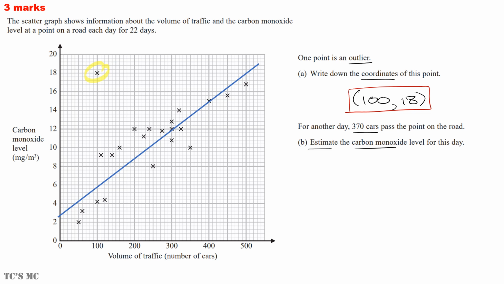Now we need to find 370 on the x-axis, and that is over here. Draw a line upwards until you reach the line of best fit, and then go across to read the carbon monoxide level, and that is 14. And now we have a second mark for Part B.